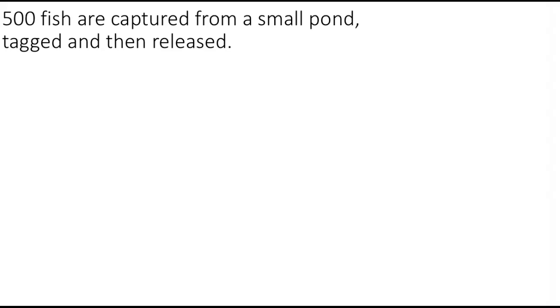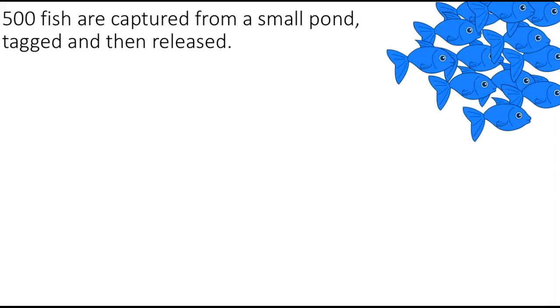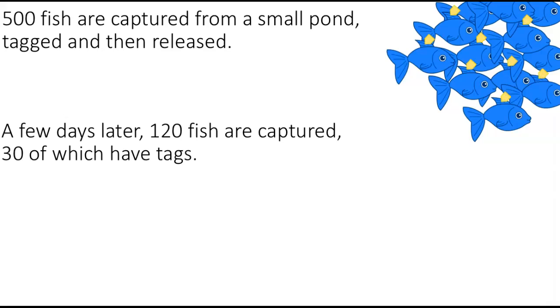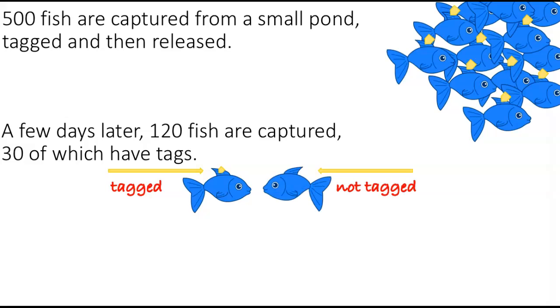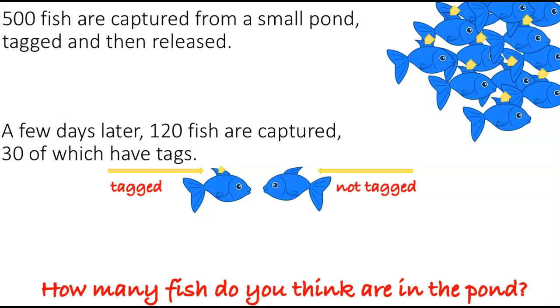First, 500 fish are captured from a small pond. These 500 fish are then tagged and then released back into the pond. A few days later, another 120 fish are captured. And of those fish, 30 of them have tags from the previous capture, while the rest of them do not. So from this information, how many fish do you think are in the pond?